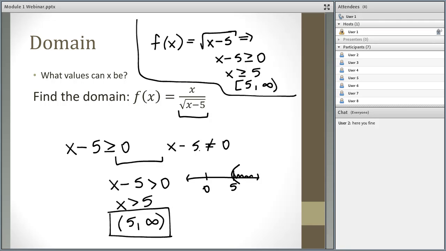And again, the only reason we didn't include 5 in our original example was because that square root was in the denominator of a fraction, and we can't have 0 there. Does that make sense? Okay, so let's move on to another one.